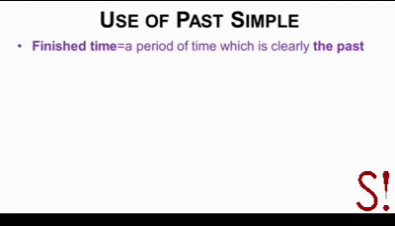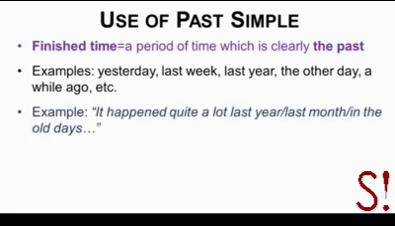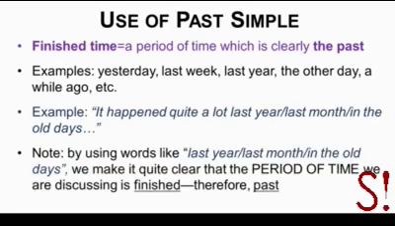Use of past simple. Finished time equals a period of time which is clearly the past. Examples: yesterday, last week, last year, the other day, a while ago, etc. Example: it happened quite a lot last year, last month, in the old days. Note, by using words like last year, last month, in the old days, we make it quite clear that the period of time we are discussing is finished, therefore past.